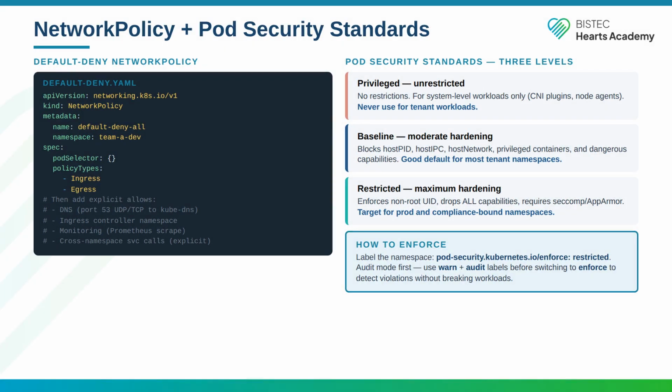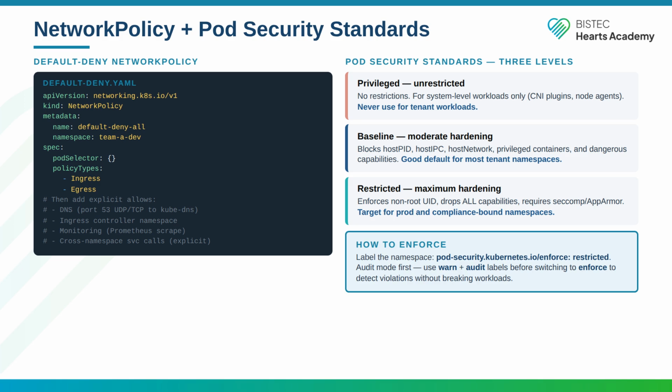Default deny network policy is the only safe starting posture for a multi-tenant cluster. The YAML on the left has an empty pod selector, which selects all pods in the namespace, and lists both ingress and egress in policy types with no rules. That means all traffic is blocked.